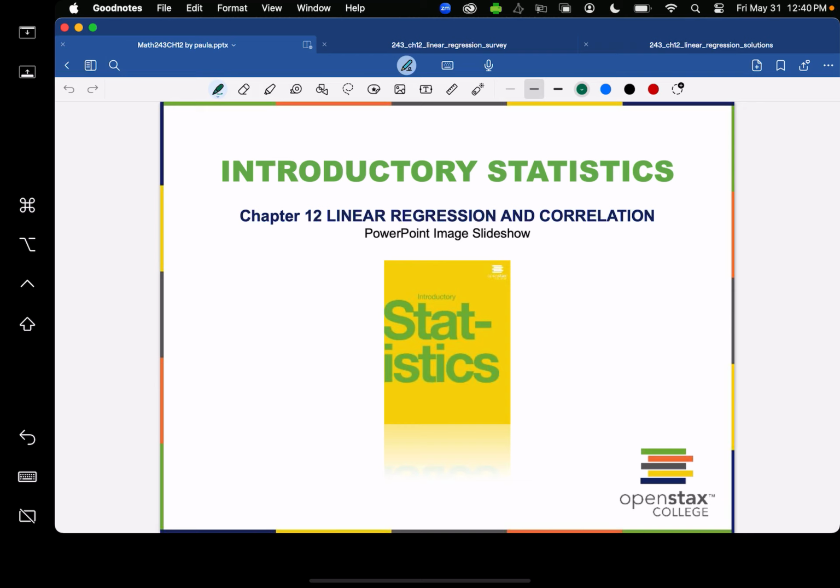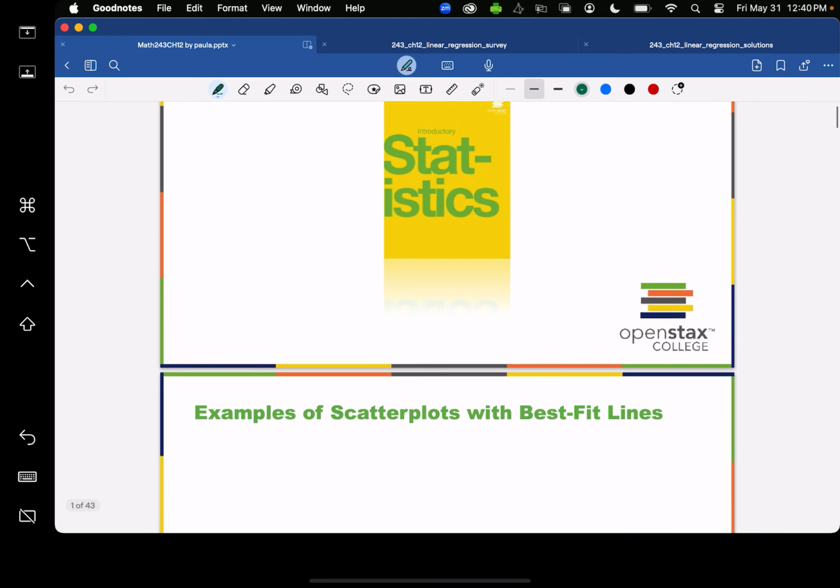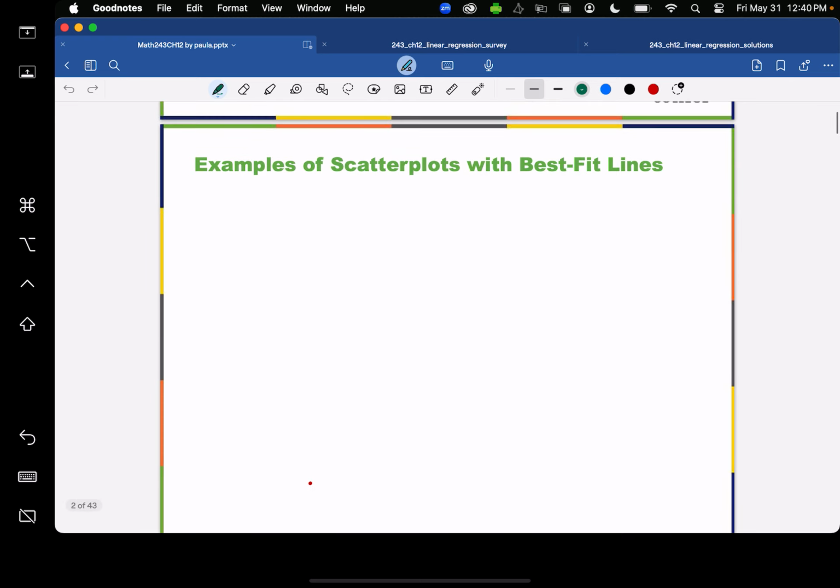Hi, this is about linear regression, and as usual with my slides, I'm giving you an overall impression of what we're doing before we get into the nitty-gritty on our note sheet, activity sheet. So I'm going to show you some examples of scatter plots and best fit lines.